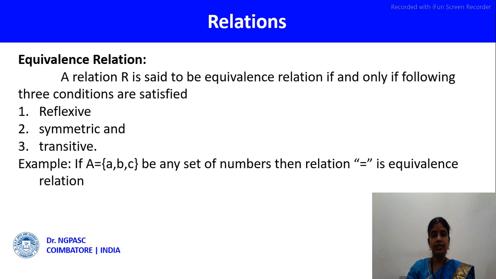Equivalence relation. A relation is said to be an equivalence relation if and only if the following three conditions are satisfied: reflexive, symmetric, transitive. For example, A equals {a, b, c}. The relation equal to is an equivalence relation.